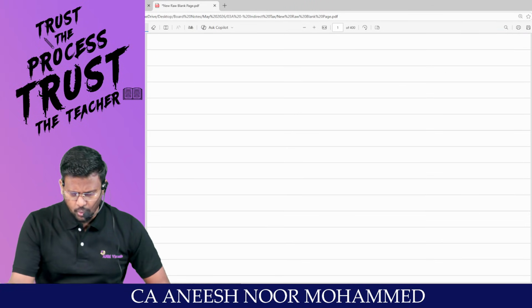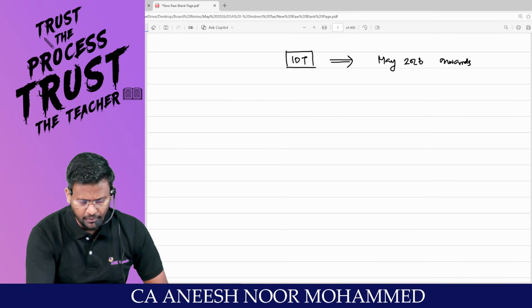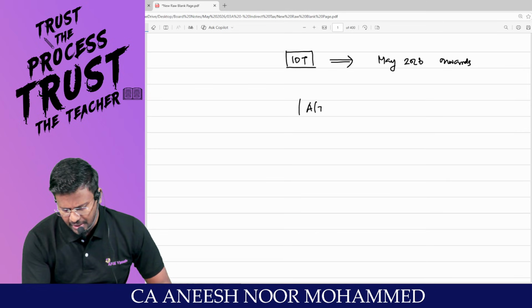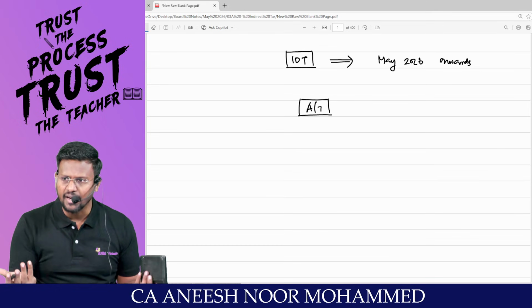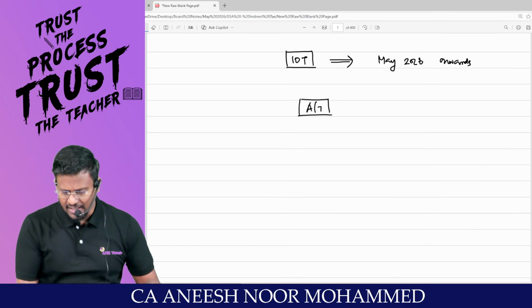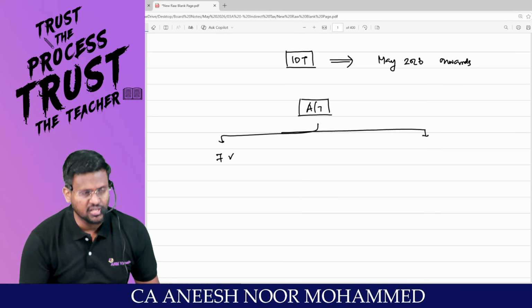So my dear lovable students, there will be an activity or transaction. For example, I am selling a calculator, I am purchasing a calculator. These are all activities or transactions. That activity or transaction should be covered in Section 7.